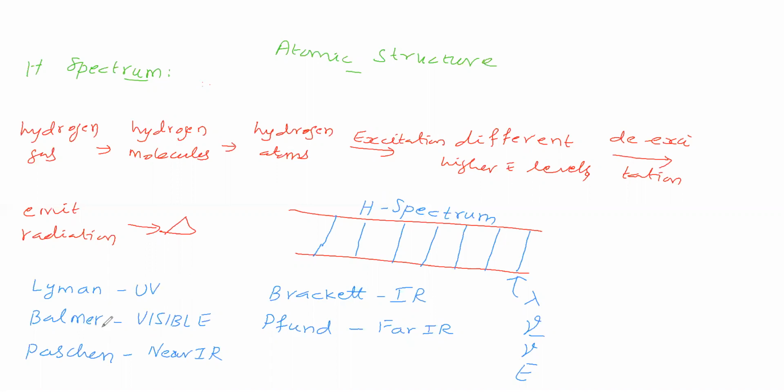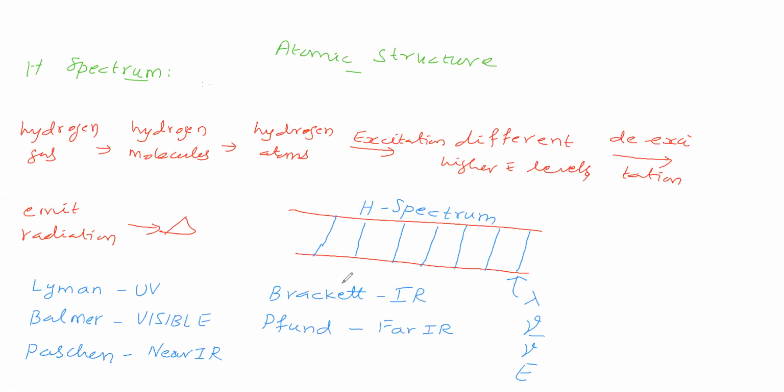Then Balmer. Balmer is a scientist. He also studied this hydrogen spectrum. He observed spectral lines in the visible region. So the hydrogen spectrum contains spectral lines in the visible region. Then Paschen studied in the near IR, Brackett studied in the IR, and Pfund studied in the far IR.